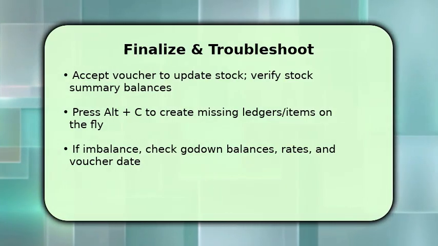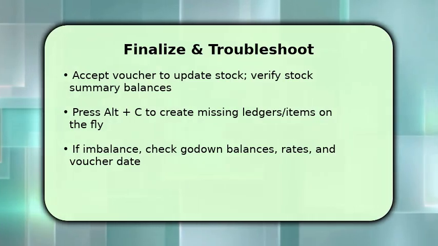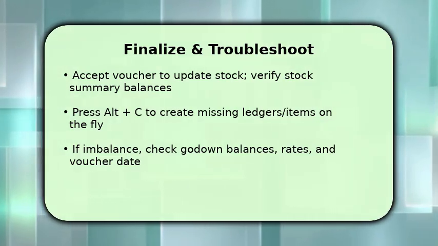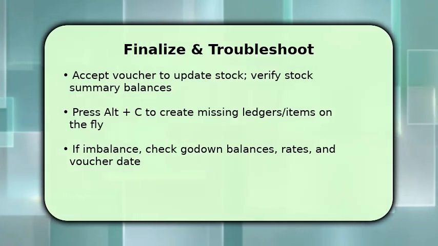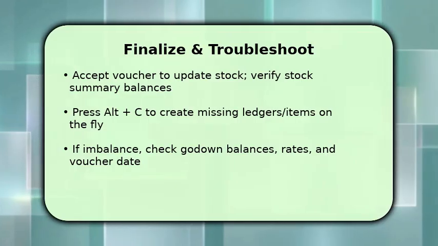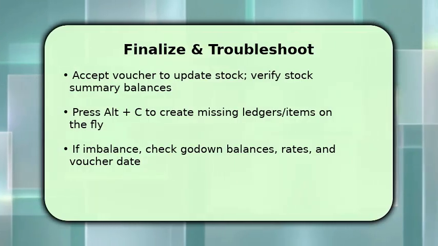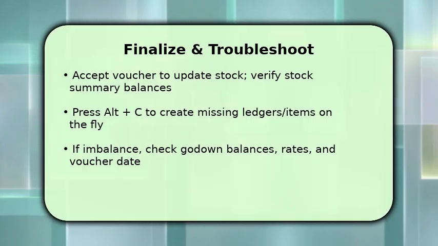If you find a missing ledger or item mid-entry, you can press Alt+C to create it on the fly. This keeps you moving. If totals don't match, make sure voucher date, go-down balances, and rates are correct. Errors usually come from wrong go-down selection or negative stock restrictions.